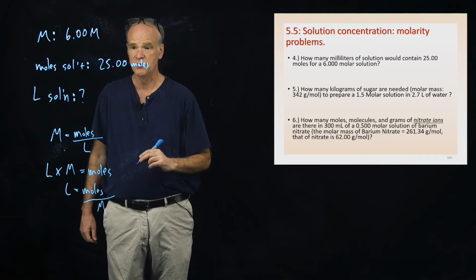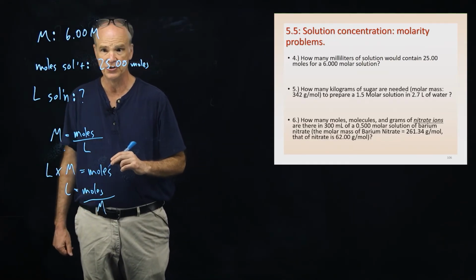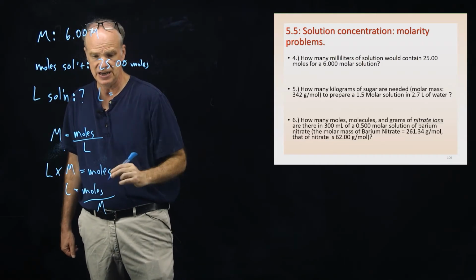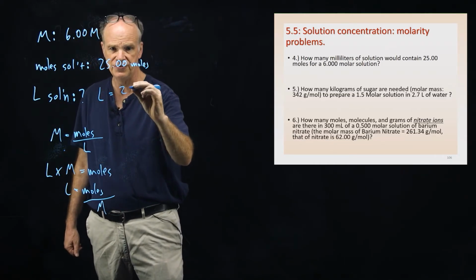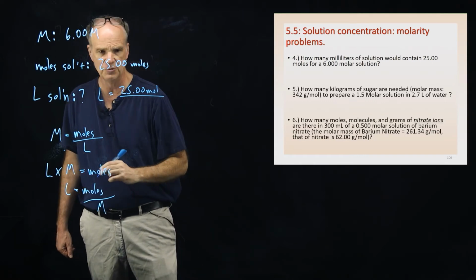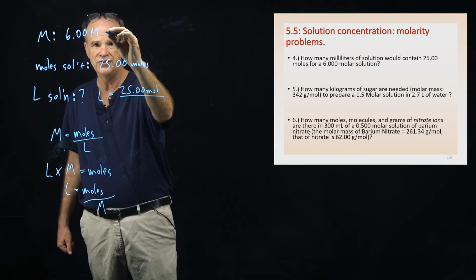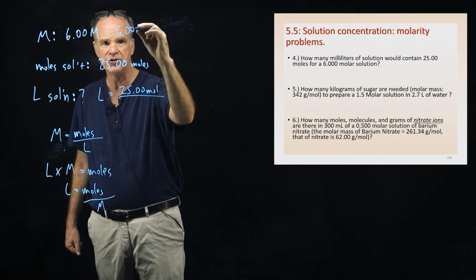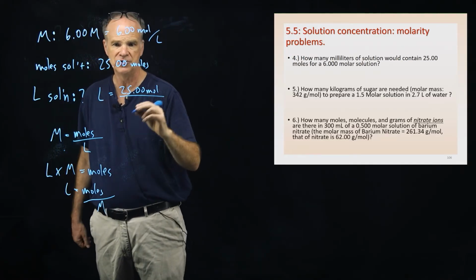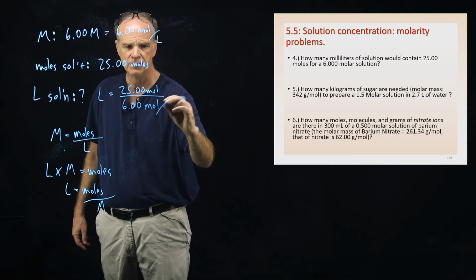Okay, so I think at this point we can plug in numbers and get an answer for liters, then we'll convert this into milliliters. So let's see. Liters is going to be equal to moles, which is 25.00 moles over molarity. Now again, we have 6.00 molar. It's the same as 6.00 mole per liter. So let me write in those units into this problem. So 6.00 moles per liter.